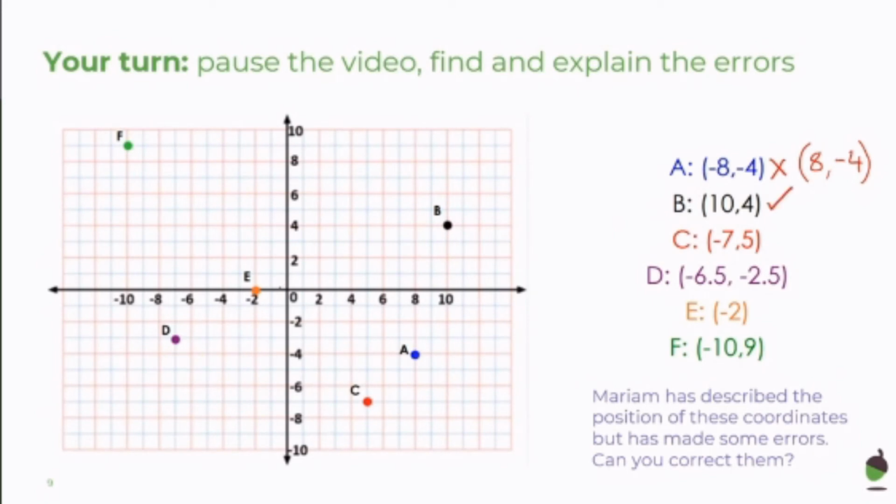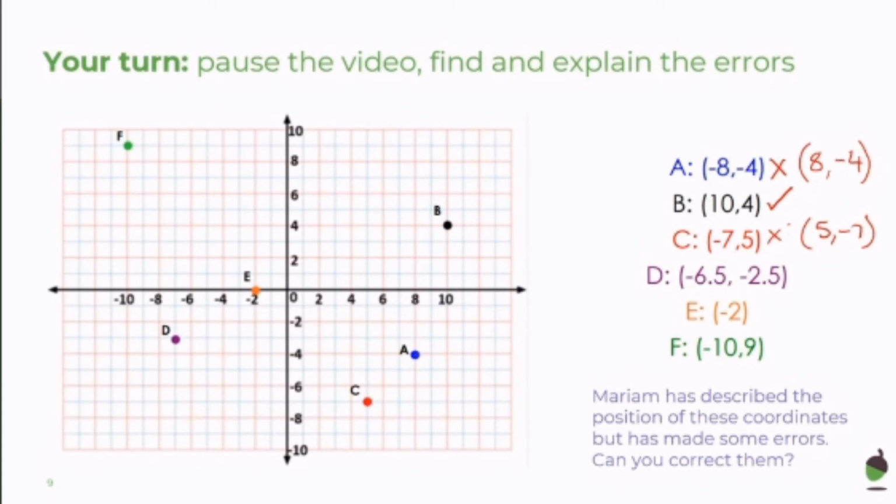C. I go along the x-axis to 5. So that's not correct, I can see that the x coordinate is 5. And I go down the stairs, down the y-axis to -7. So you can see here that what the person did was they went down the y-axis first and then the x-axis. So they got these coordinates the wrong way round.